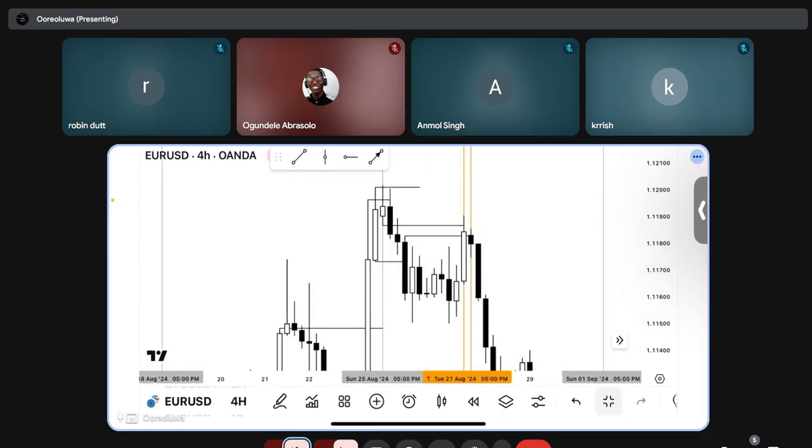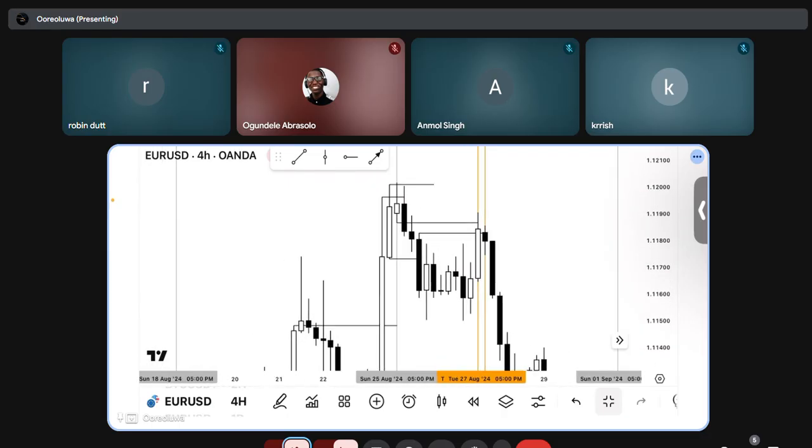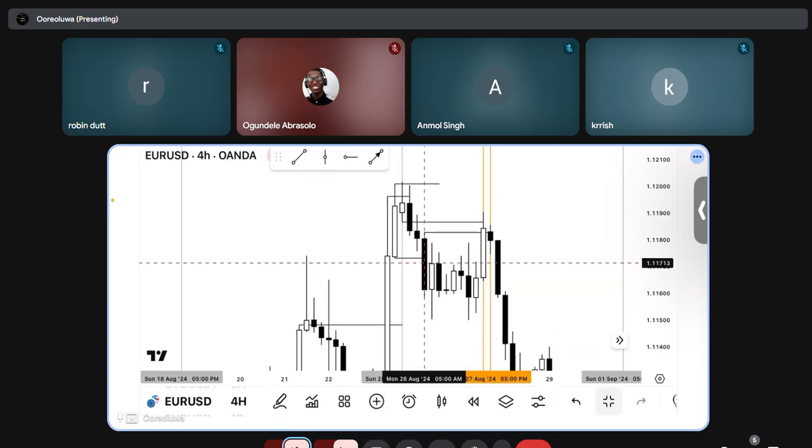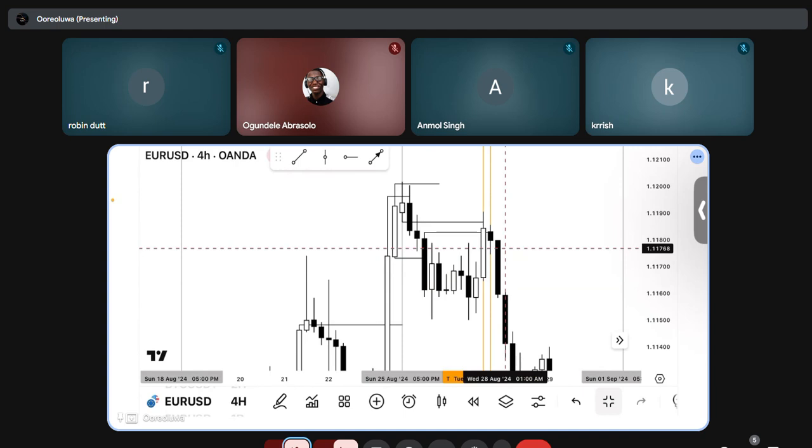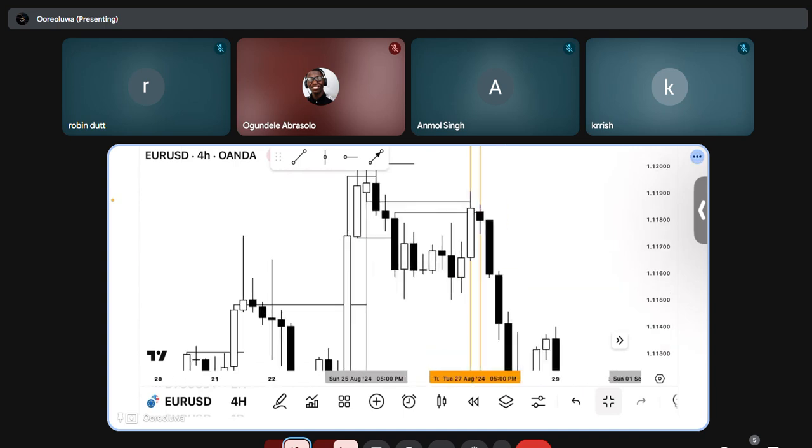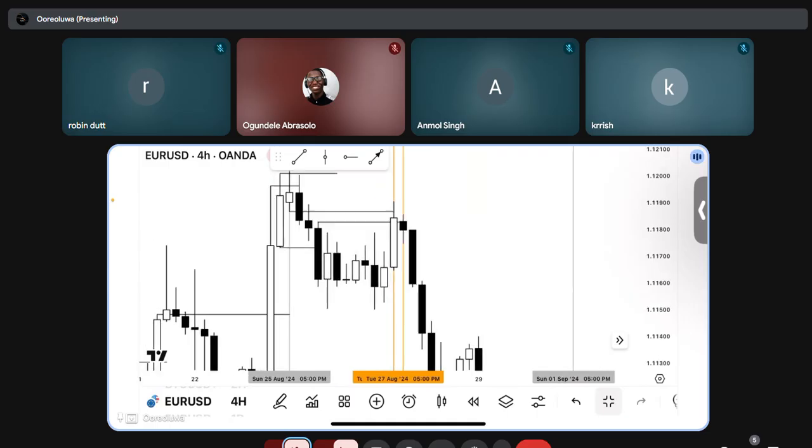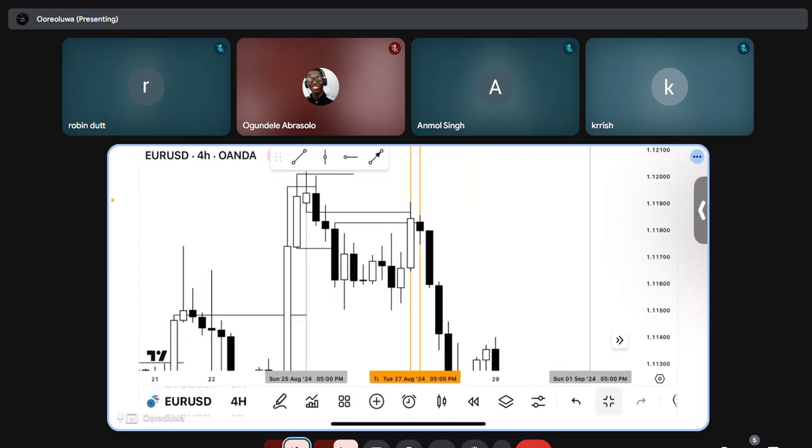Alright, so this is it. Okay. So we closed below, which means we are now in sell. So we sweep the range. Now this is our candle of interest. This one. This is the candle that swept the range, that swept that low. So this is our candle of interest.